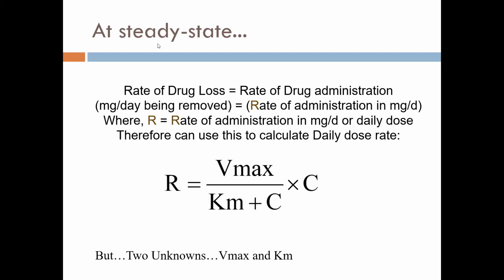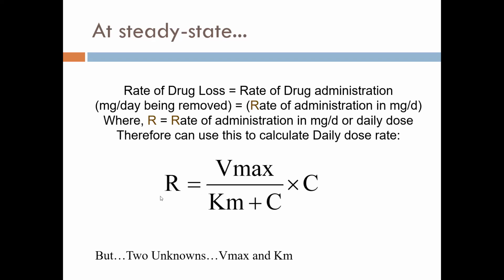Okay. So, let's think about this. The clearance is changing with concentration. At steady state, we know the rate of drug loss is going to be equal to the rate of drug administration. So the milligrams per day being removed is going to be equal to the rate of administration. If we use R as the rate of administration in milligrams per day, or daily dose, or dose rate, our dose rate is going to be equal to Vmax over Km plus C, times C. So we would use this to calculate our daily dose rate.